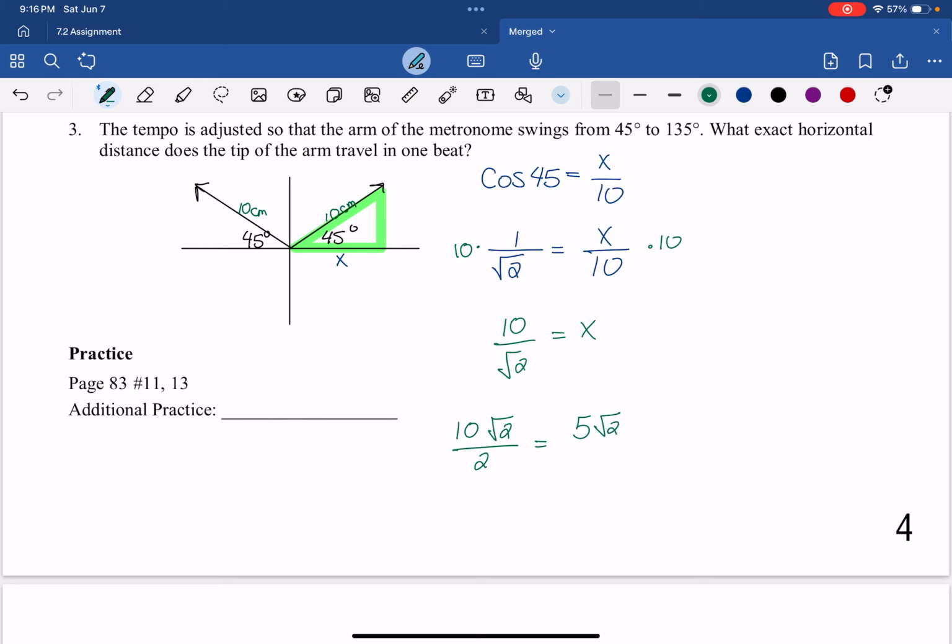And then I know that that's just the simplified length here. I need 2 of those, because this is only half of this. So 5 root 2 times 2 is equal to 10 root 2 centimeters. That will be the entire length that it's traveling horizontally.